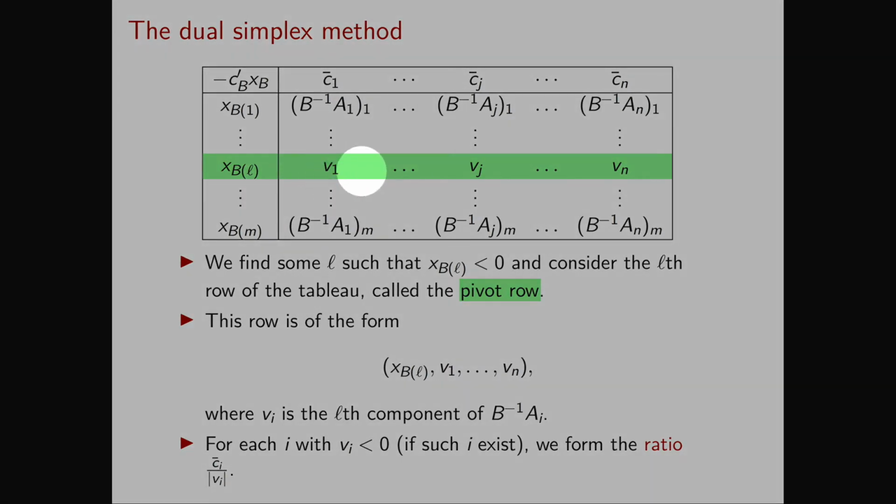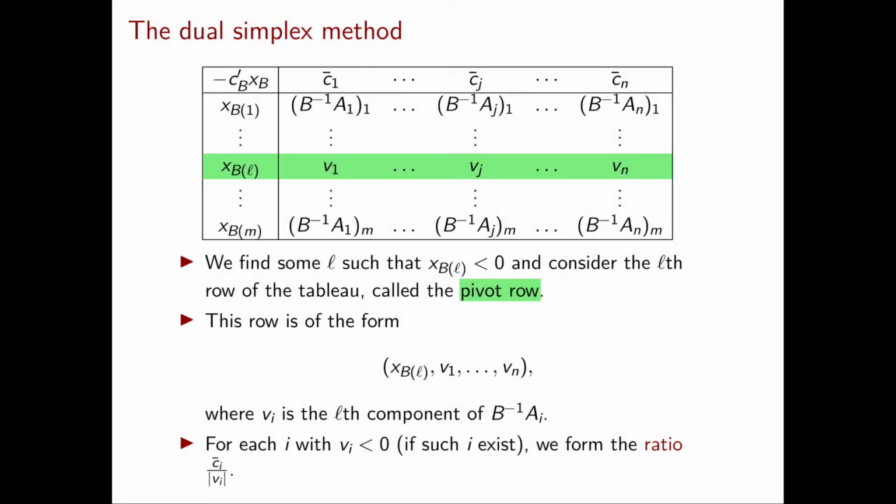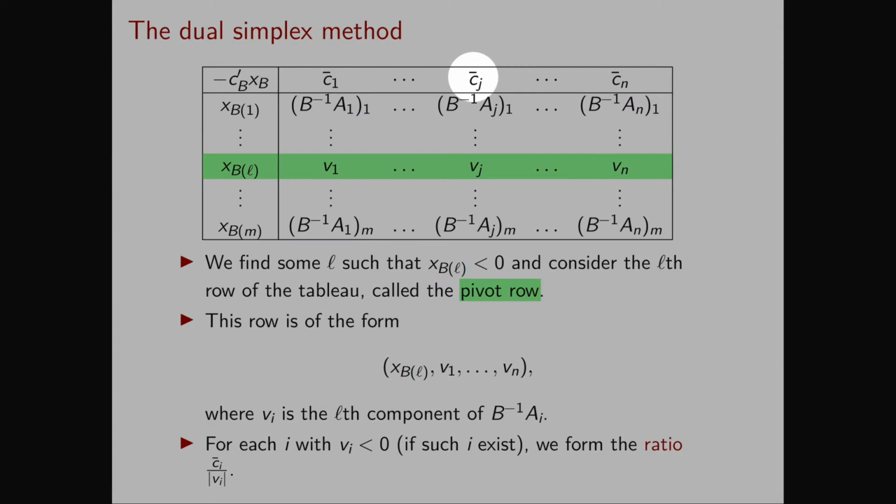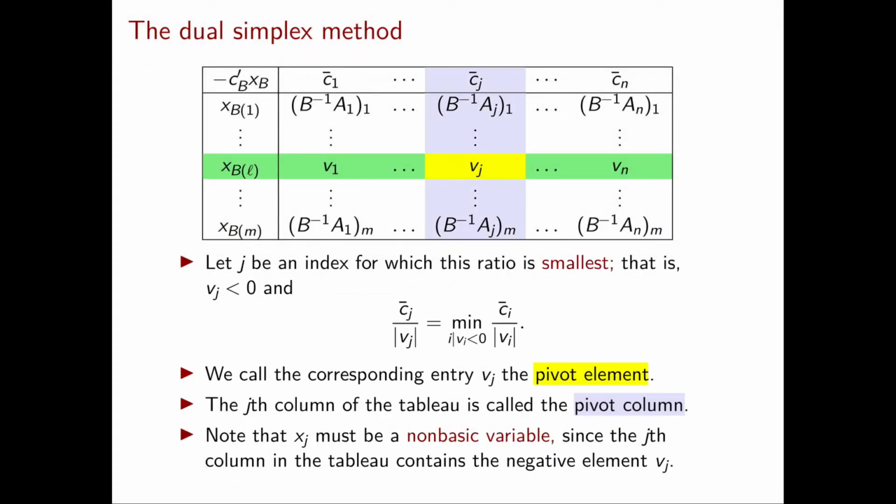Now, for every v_i that is strictly negative, we form the ratio c-bar_i divided by the absolute value of v_i. We select the index j for which this ratio is the smallest.